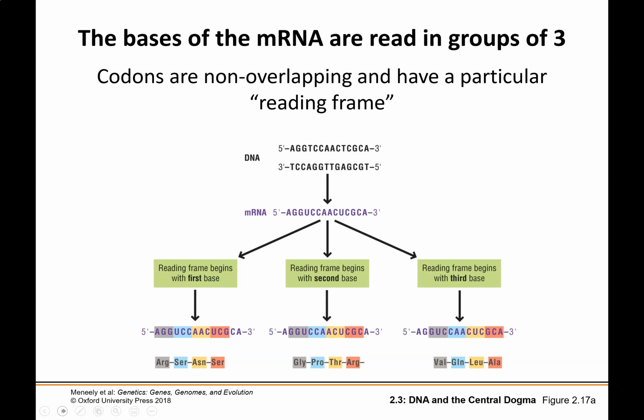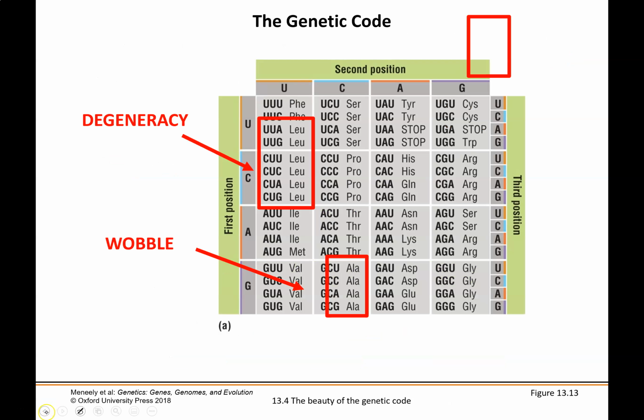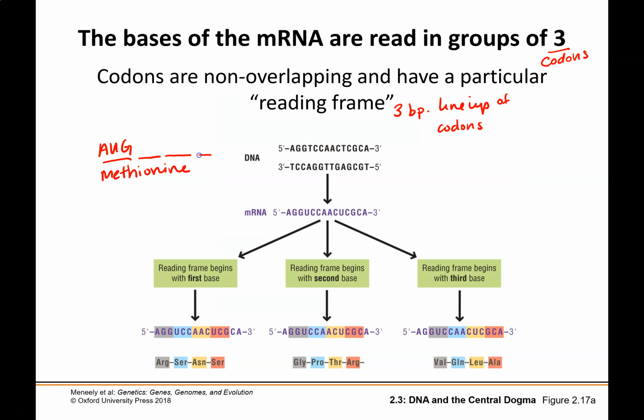The bases of our mRNA are read in groups of 3. Those are our codons. Codons are non-overlapping and have a particular reading frame. A reading frame is basically the 3 base pair lineup of codons. So in your sequence, you have a start codon, AUG, remember that codes for methionine. And wherever you start, you're going to set the reading frame. After that, every 3 base pairs is going to code for a single amino acid.